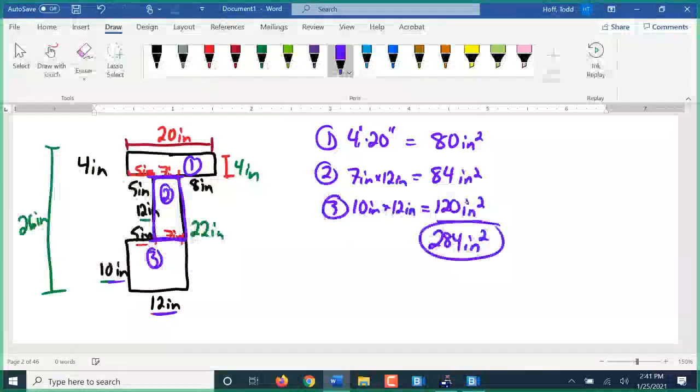284 inches squared. Are you monotone for like everything? Are you a robot?